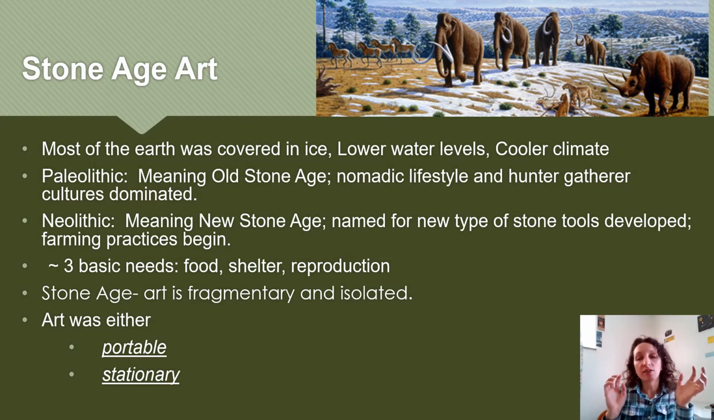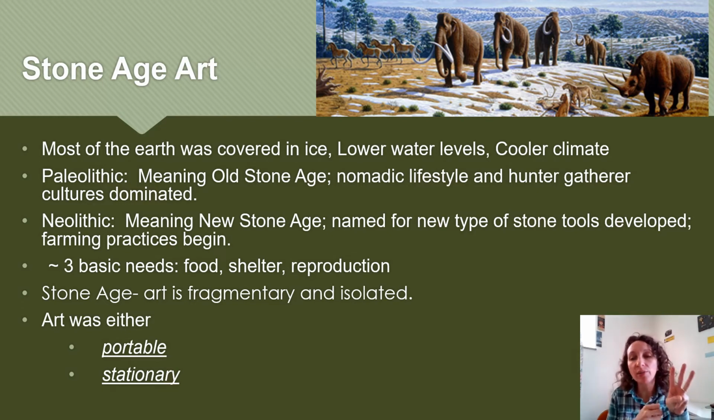So I want to put into context what the lifestyle of people is like at this time. There's Paleolithic and Neolithic, but we'll get to that in just a moment. But the world is much colder. Water levels are very low. The oceans are not as big. Most of the earth is covered in ice. People are able to migrate between land continents. People are migratory in the fact that they're following herds of animals, hunter-gatherers.